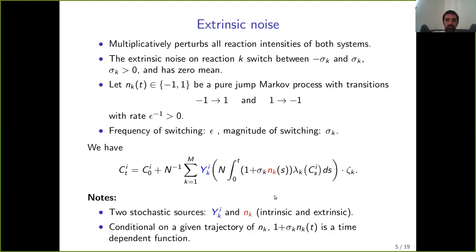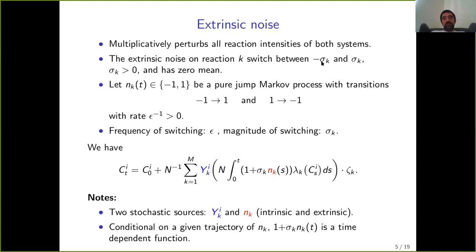Okay. So how is this noise? The idea of the first part of this work is to perturb all the reaction channels, the reaction rates or intensities, by multiplicatively adding a switching noise. So the extrinsic noise is a switch between two values. These are two constants, minus sigma k and plus sigma k. And this switching noise has zero mean. And for convenience, the stochastic process that models the switching noise is also a Poisson Markovian process.